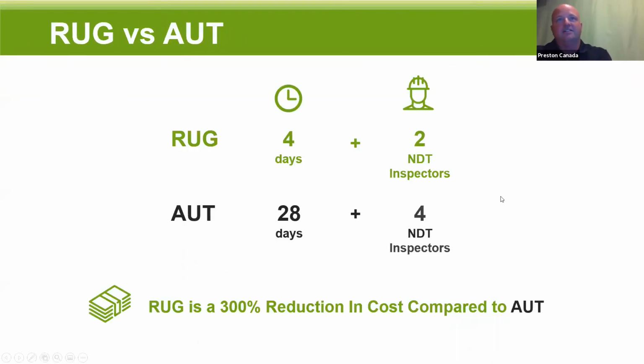A lot of times we're compared against AUT. This is a particular job that we did where the client came back and gave us this information. We were out there for 4 days with 2 inspectors. AUT for the same inspection at the previous interval was 28 days and 4 inspectors. They said it was a 300% reduction in cost compared to AUT, just on the invoicing, not looking at all the other factors of cost as well, which were big advantages for RUG. And in these inspections, it was pretty much apples to apples with 7 million readings each.